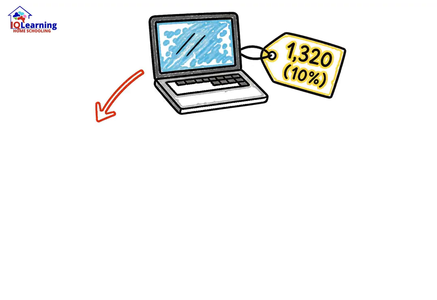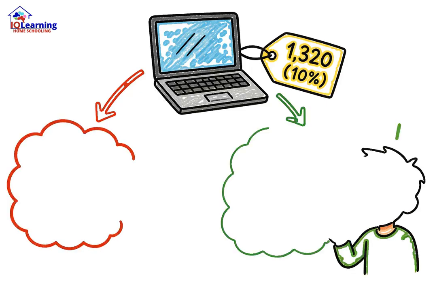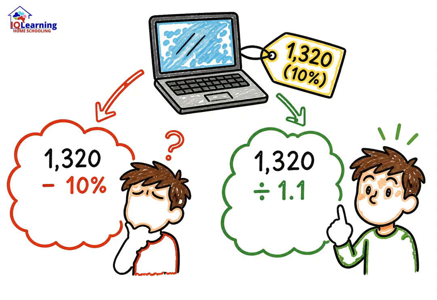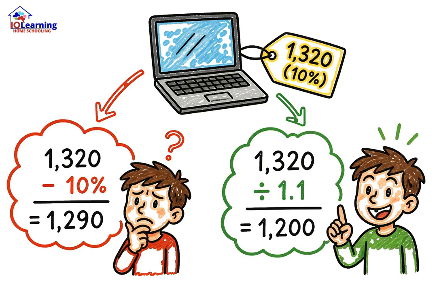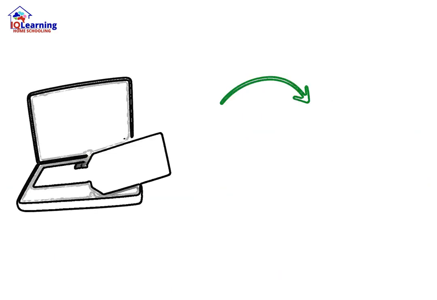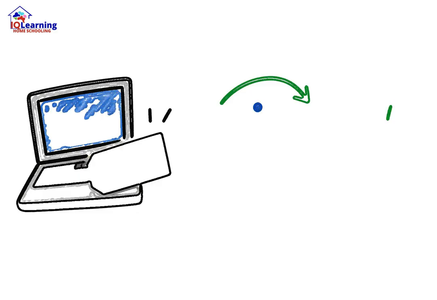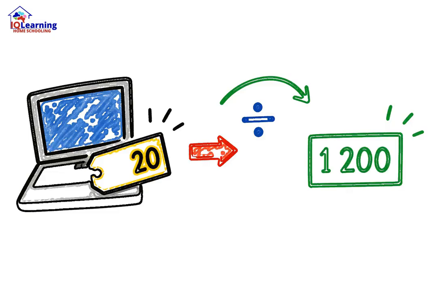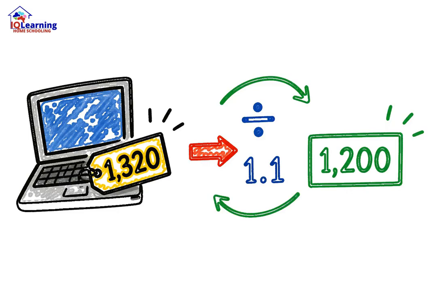Let's say a laptop costs $1,320, including a 10% tax. What was the original price? Your first instinct might be to subtract 10%, but that's wrong. Because the tax was added to the original price, you have to reverse it by dividing by 1.1. The original price was actually $1,200. It's a crucial difference that saves you from miscalculation.